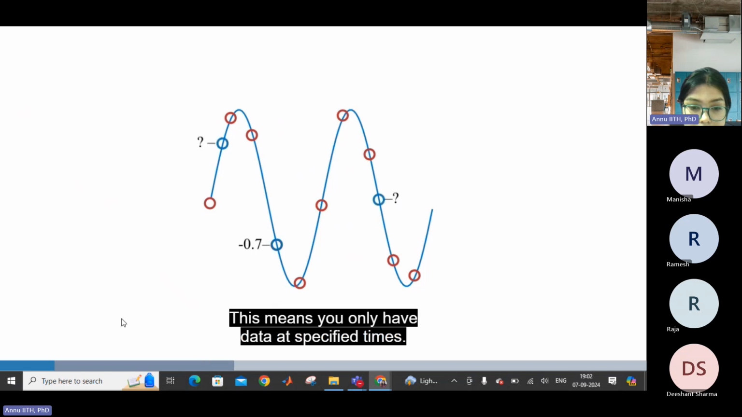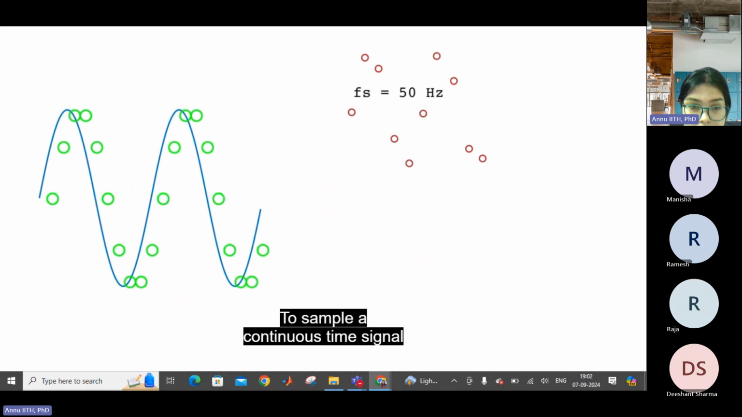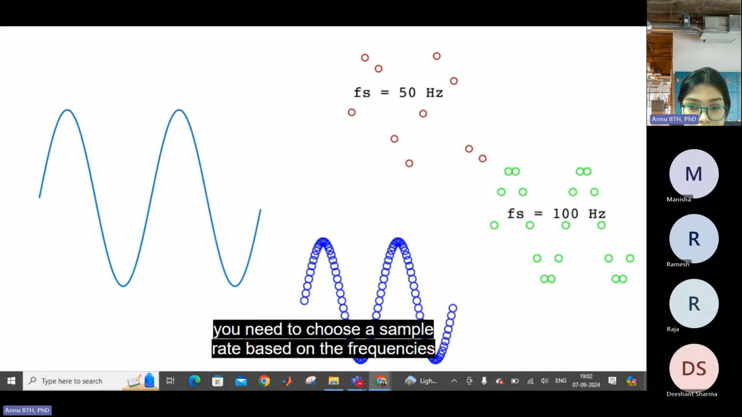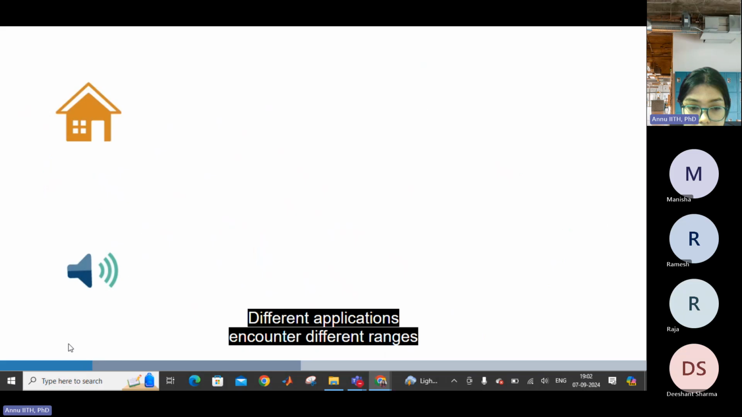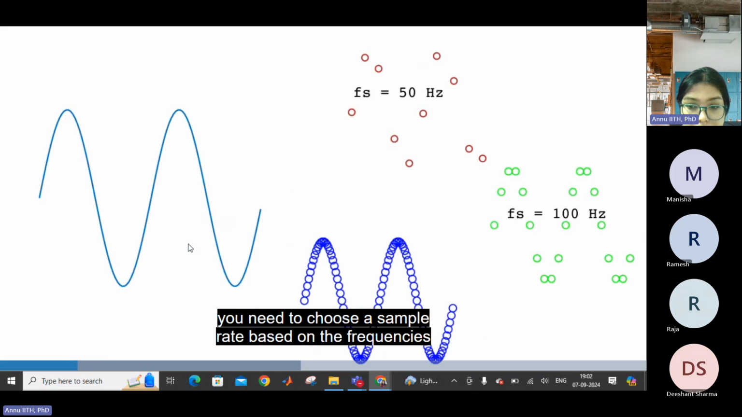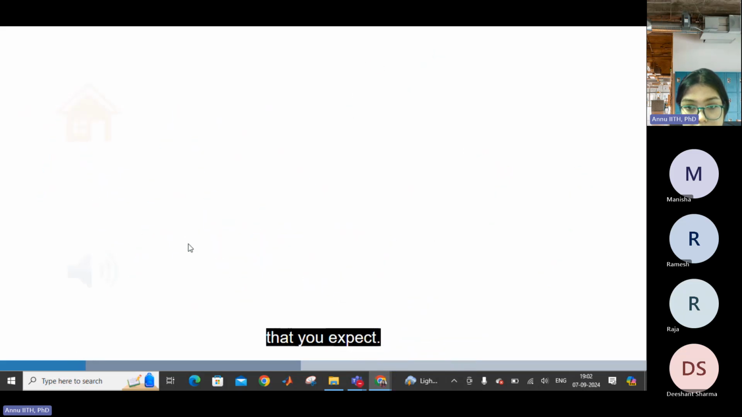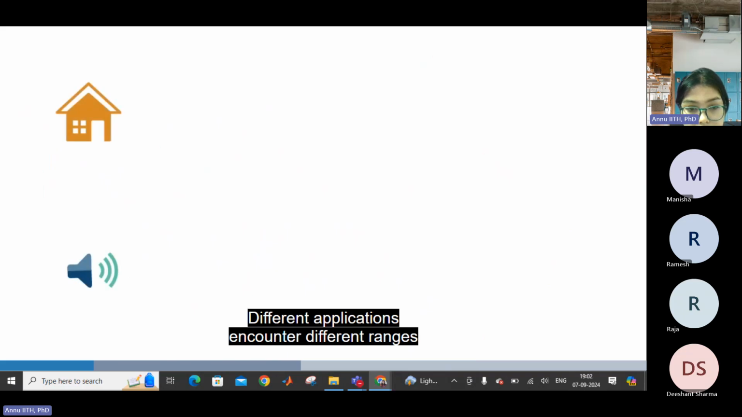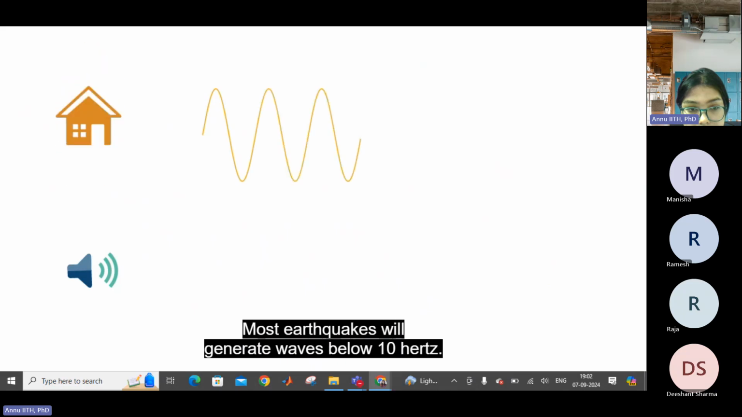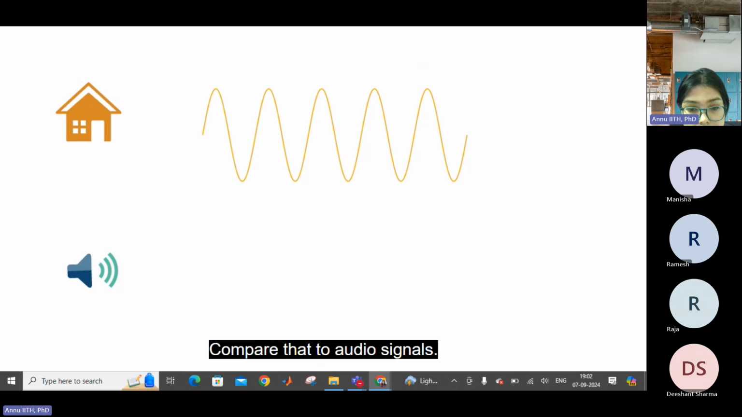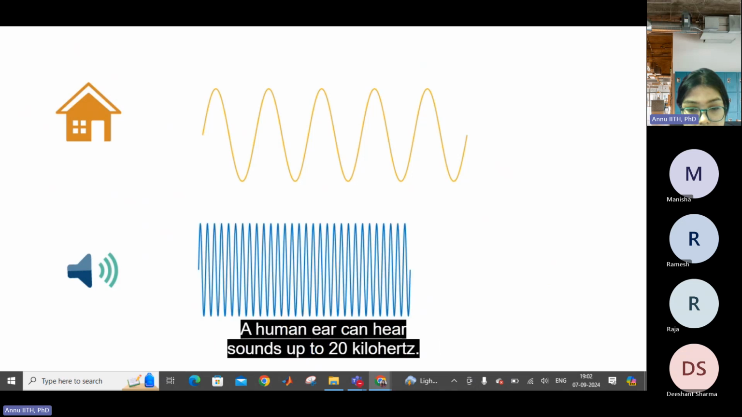This means you only have data at specified times. To sample a continuous-time signal, you need to choose a sample rate based on the frequencies that you expect. Different applications encounter different ranges of frequencies. Seismic activity is relatively slow. Most earthquakes generate waves below 10 hertz. Compare that to audio signals: a human ear can hear sounds up to 20 kilohertz.